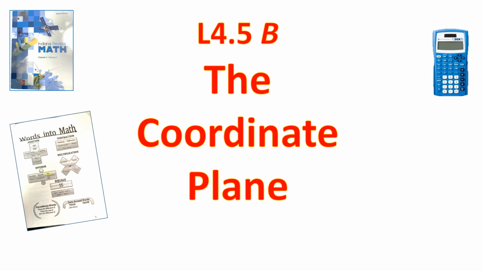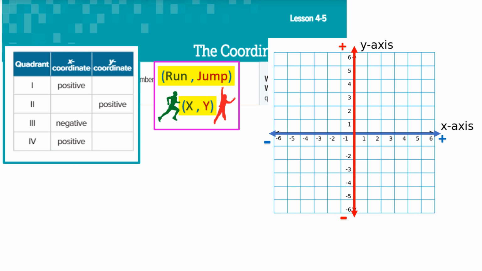So let's get a little further into the taking of notes in our book for lesson 4.5, which is going back to the idea of the coordinate plane. So once again, as we talk about the coordinate plane, then we're talking about having ordered pairs, sets of numbers that will tell us how to plot them on the x and y axis.